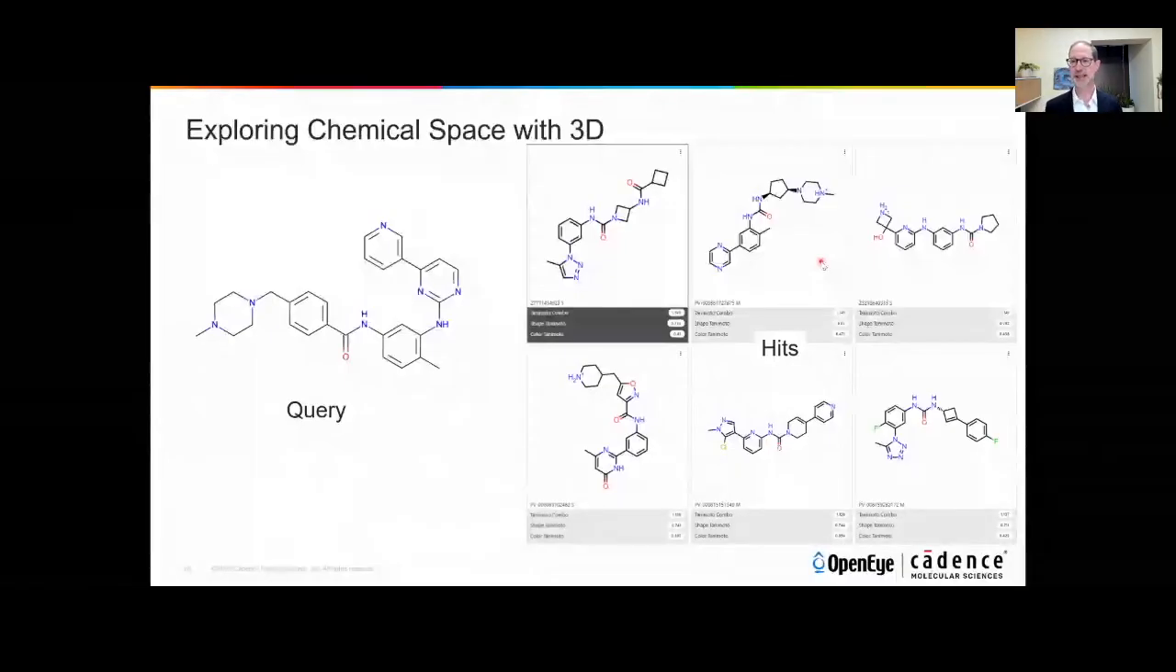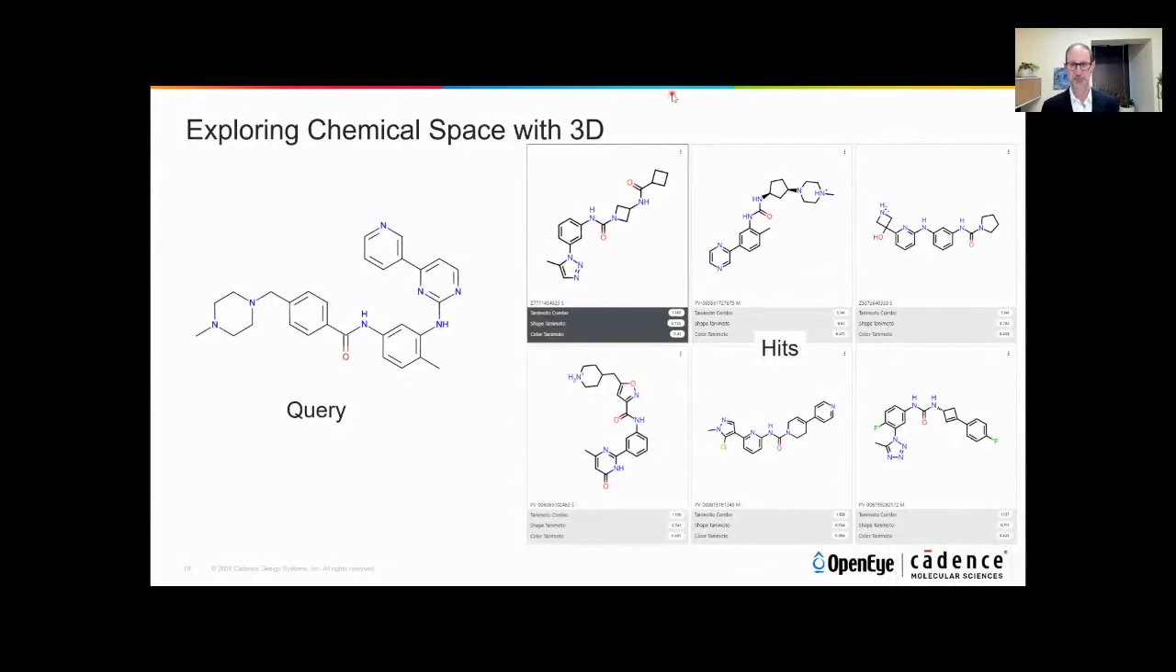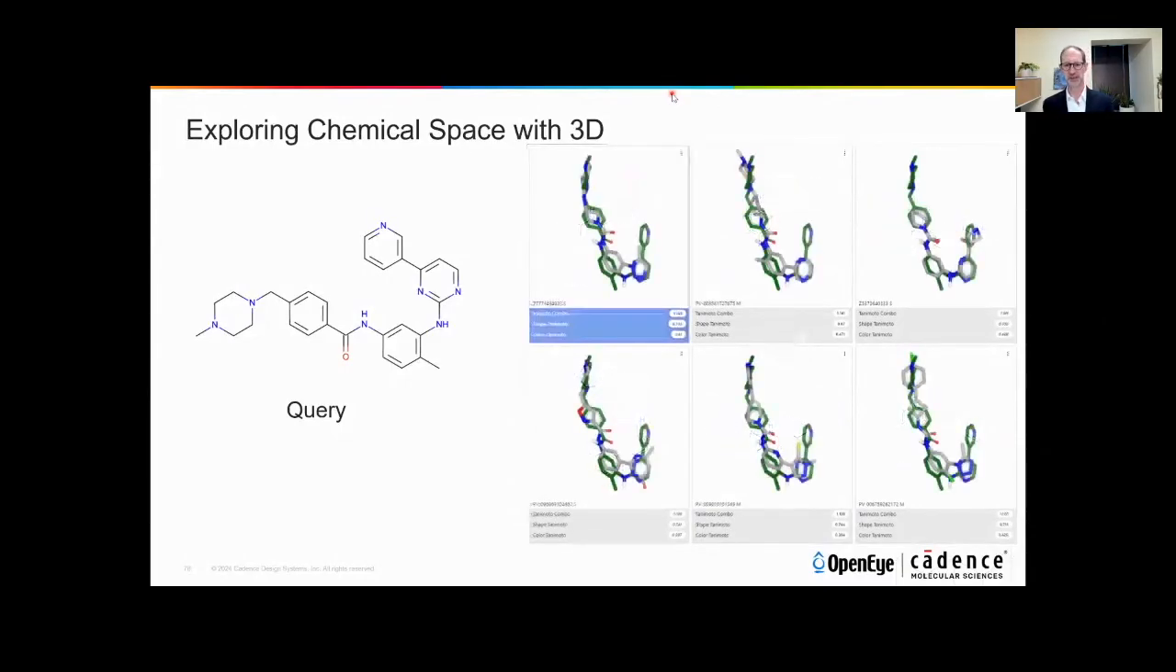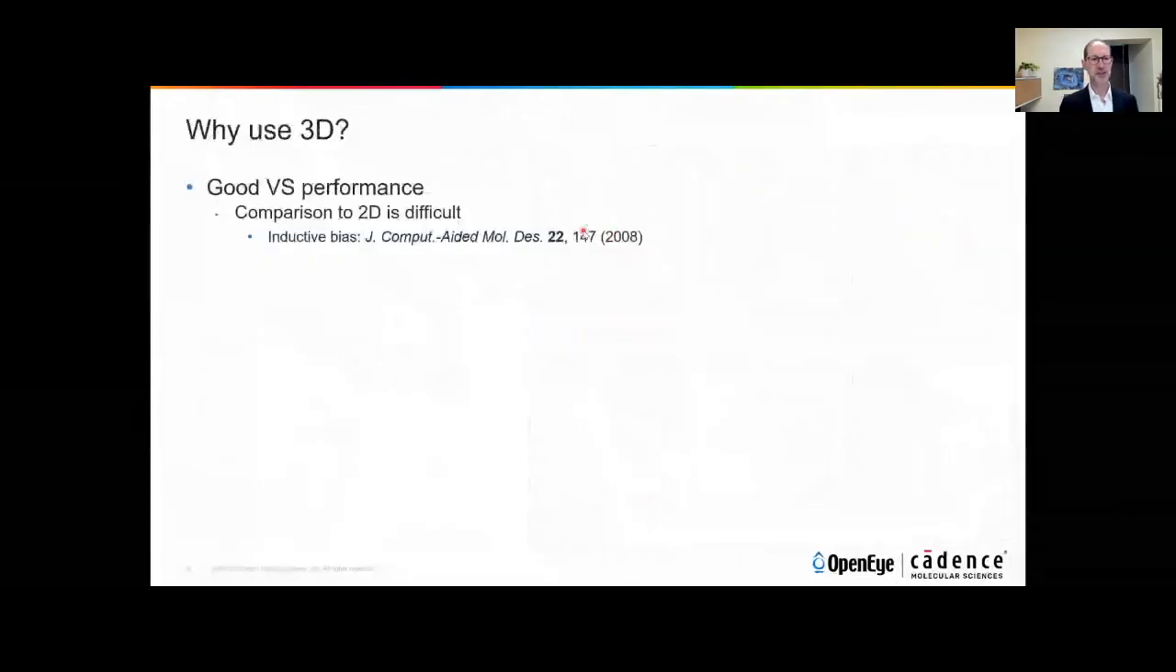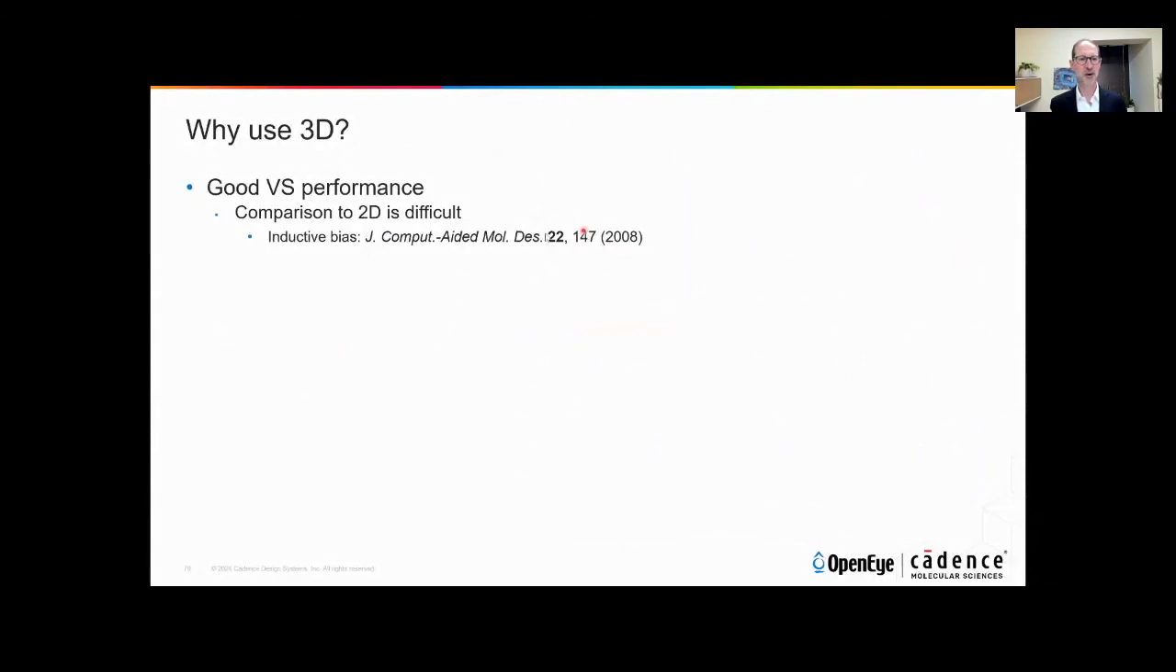And again, not only do we get these interesting graph-diverse hits, we can also look at the alignments between the query, which is in green, and the individual database molecules. So 2D versus 3D. We get, as I hope this showed, good virtual screening performance out of 3D, though the comparison's difficult, and I strongly recommend you read this paper from A.J. Jain on what he calls the inductive bias in medicinal chemistry.